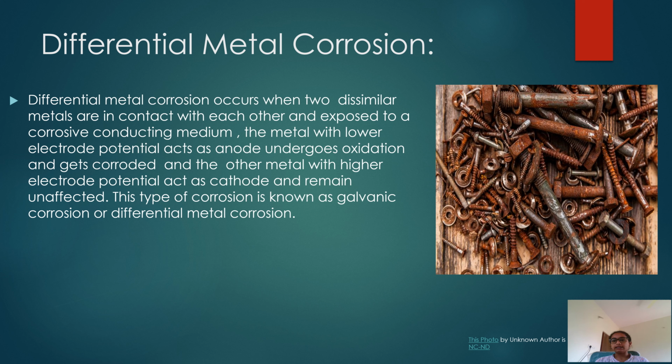For example, nails. In the picture, we can observe that nails are affected by corrosion. This is due to the part of the nail exposed to a lower electrode potential, where it acts as anode and undergoes corrosion. This is also called galvanic corrosion.